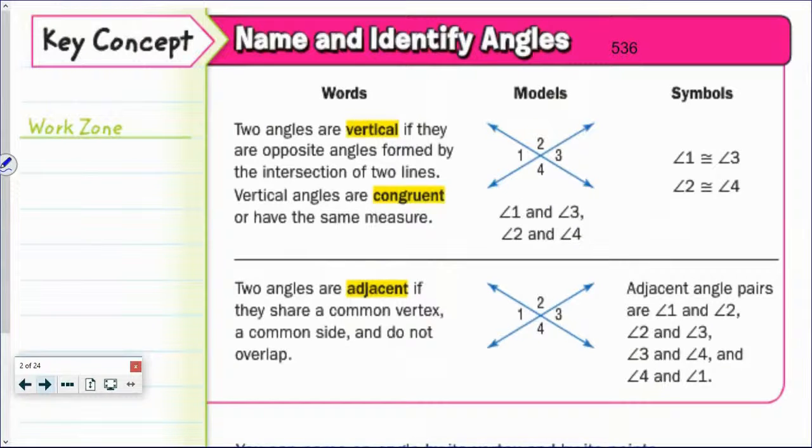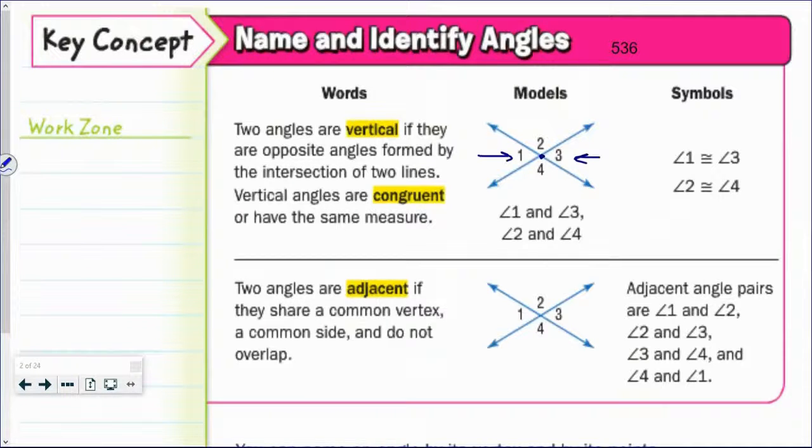So if you look up here, vertical angles are formed by intersecting lines. And what they are, I call them kissing angles. The reason I call them kissing angles is because they only meet at one point. So it's like the two angles are kissing each other. So if you look at angle 1 and angle 3 here, angle 1 and angle 3 are meeting together at this one point. That makes those two angles vertical.